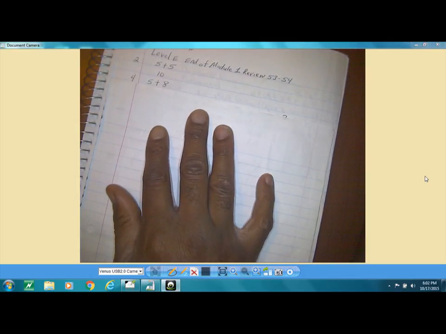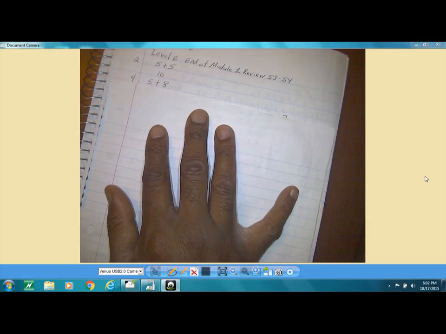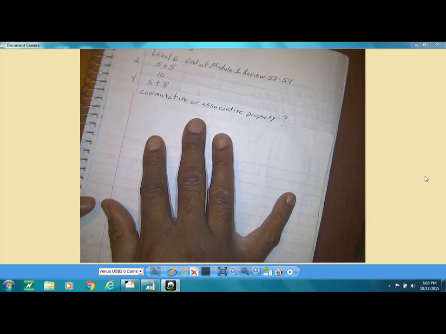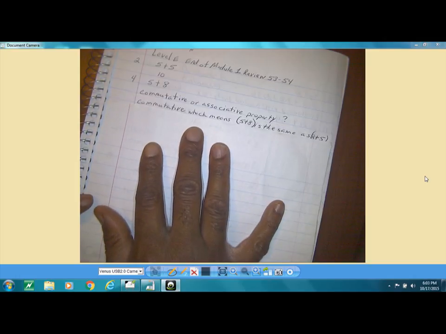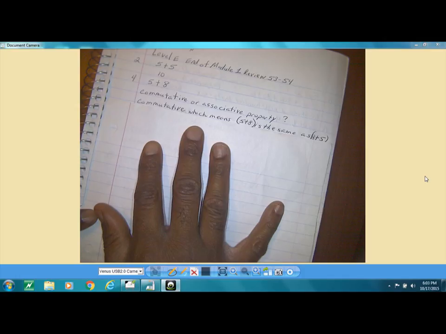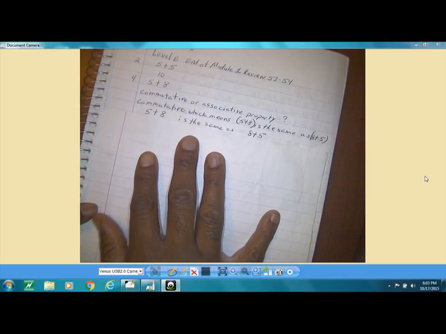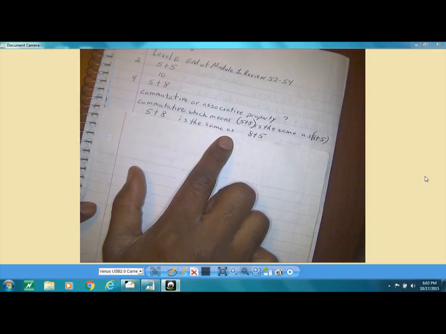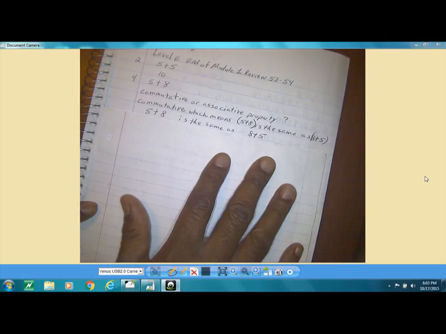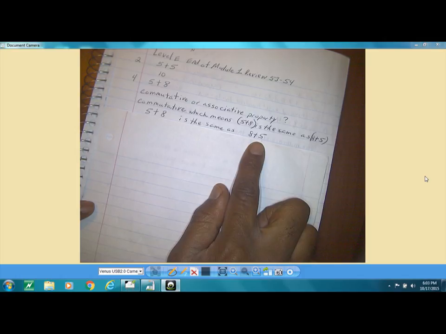Number 4 asks you to rewrite the problem using the commutative property or the associative property. Which one are we going to use? We're going to use the commutative property, which means that 5 plus 8 is the same as 8 plus 5. What I did right here is wrote 5 plus 8 is the same as 8 plus 5. Make sure you have 5 plus 8 written, and right next to that, 8 plus 5.